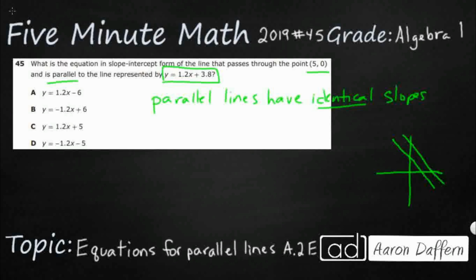If it has a different slope, it's either going to start moving away from it, or it's going to start moving towards it, and eventually it's going to cross it. And parallel lines, they never cross. They stay the same distance apart.